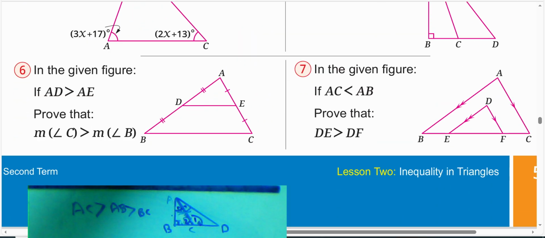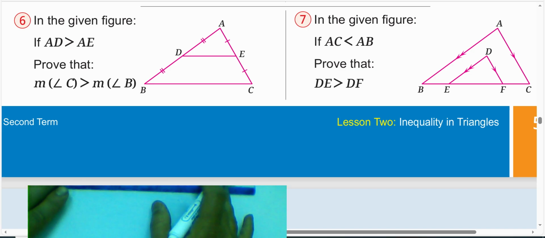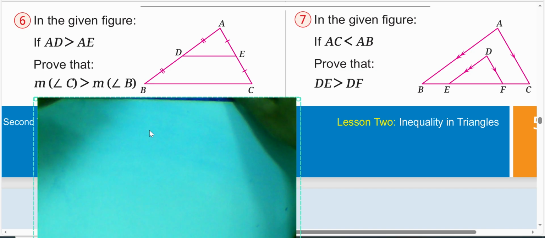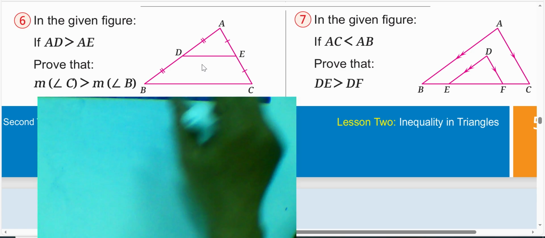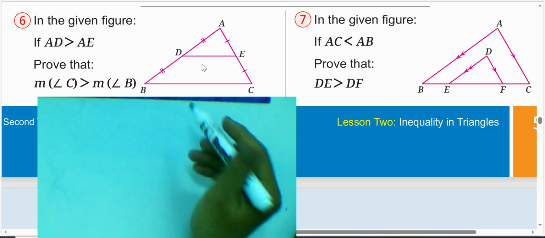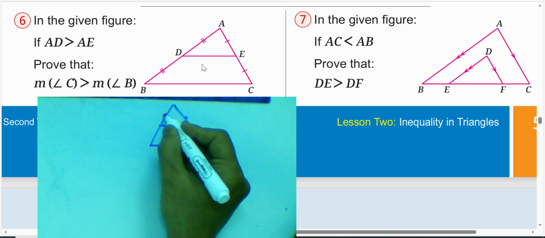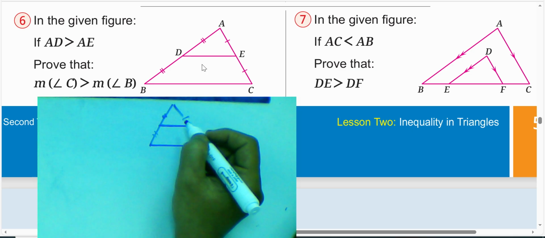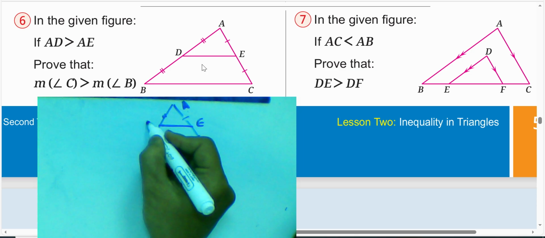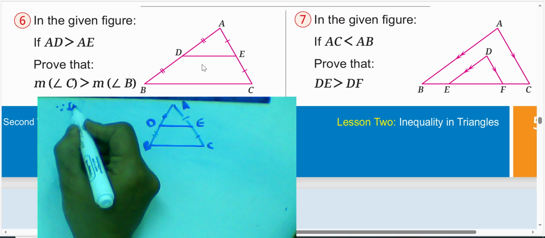Next question, number 6. Given the figure, he wants to prove that the measure of angle C is greater than the measure of angle B. We have ED as a line segment with a midpoint here. He gives me the relation between ED and EE. Look, we have a triangle here. Two sides are equivalent, and this is in the middle. And we have a relation about two sides, EE and here AD, and we have C and B.